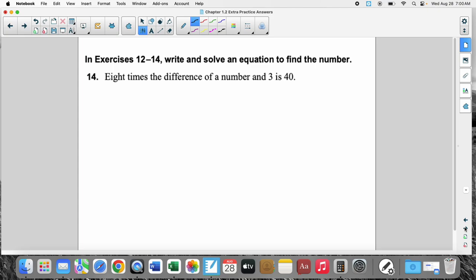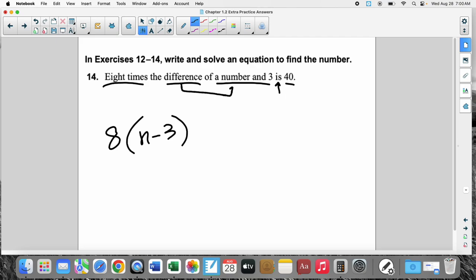8 times the difference of a number and 3 is 40. So 8 times the difference, well, that's a quantity, and the difference of a number and 3, we're taking the difference of a number and 3, and we're going to multiply that by 8 times. So this is going to be first. We have to do the difference of a number and minus 3, and then get 8 times that. So we're going to do this.